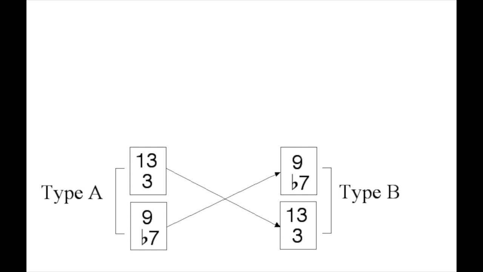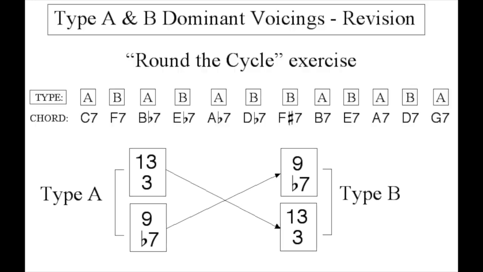So if we take the upper component of type A and drop it below the lower component, we convert the type A into a type B, and the process can be reversed to convert a type B back into a type A. Okay, now we have the complete picture. We're looking at the type A and B dominant voicings and revising them. We're going round the cycle as an exercise to master these voicings.